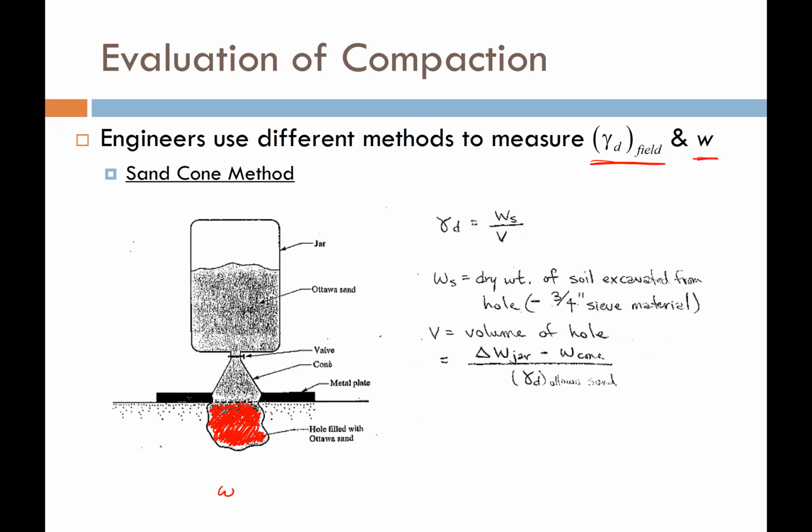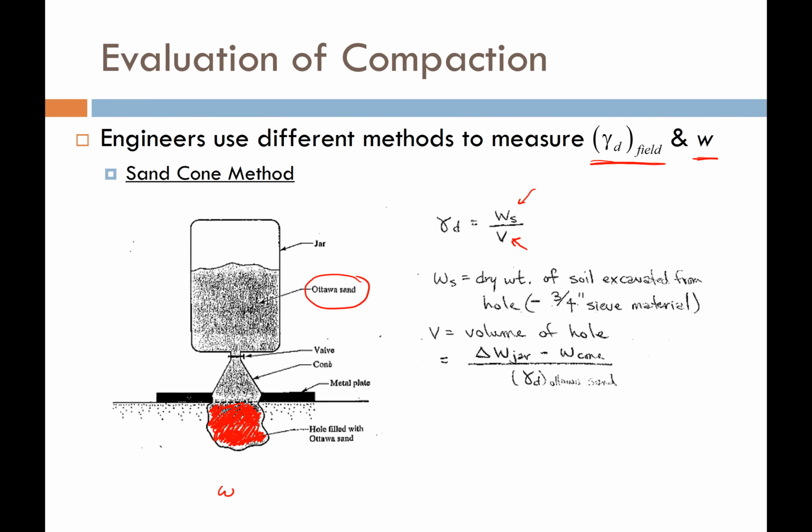But in order to get a dry density, we need the weight of the solids, which we got from the soil we dug out of the ground. But we also need a volume. How in the world are we going to get the volume of that hole that we dug in the ground? Well, one way we can do it is by filling the hole with a substance that has a very well-constrained and well-known unit weight or density. And so that would be like a material like Ottawa sand.